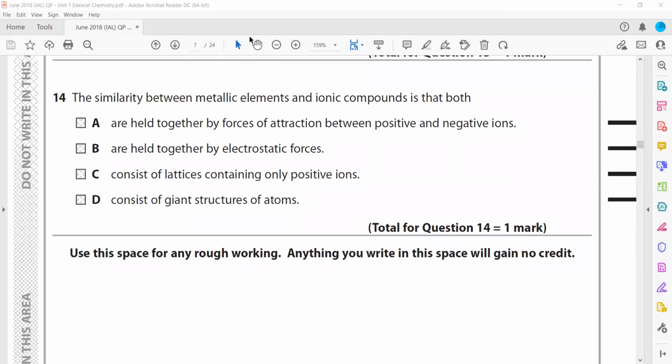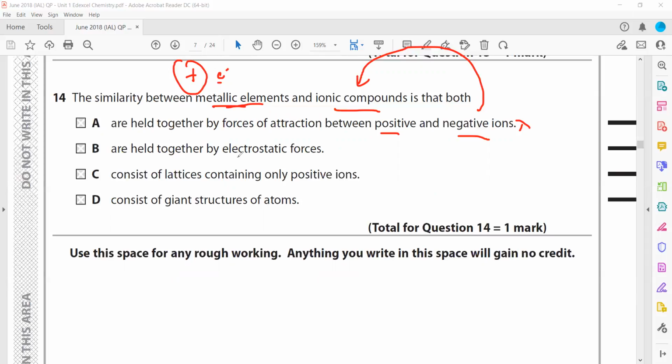In question 14, the similarities between the metallic element and ionic compound is that both are held together by a force of attraction between the positive and the negative ions. Look, positive and negative ions are present in ionic substance, but there are no positive and negative ions. There are positive ions and the delocalized electrons in metals. So the statement is not correct.